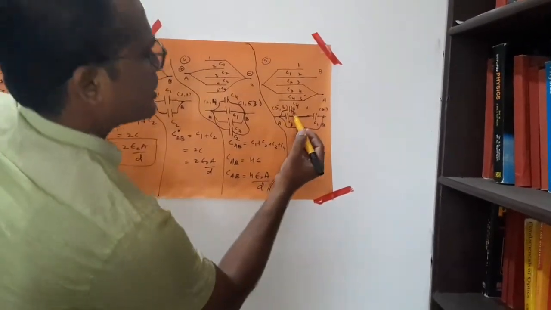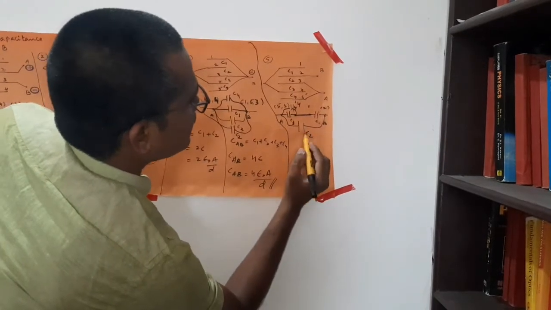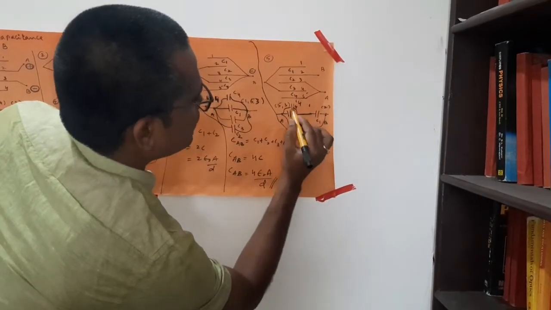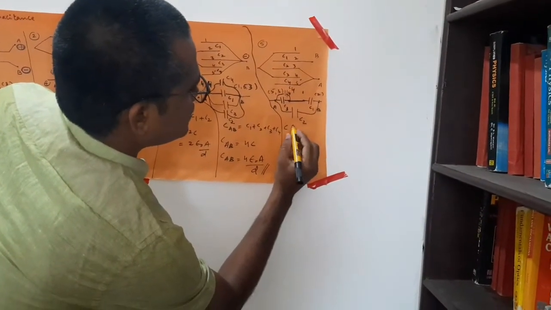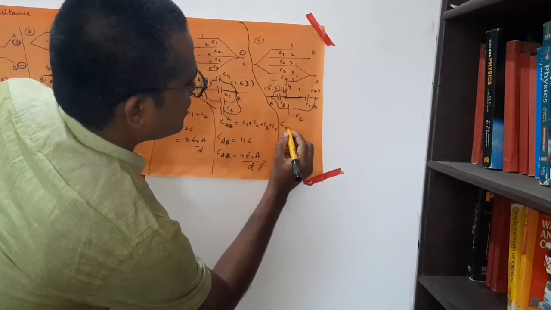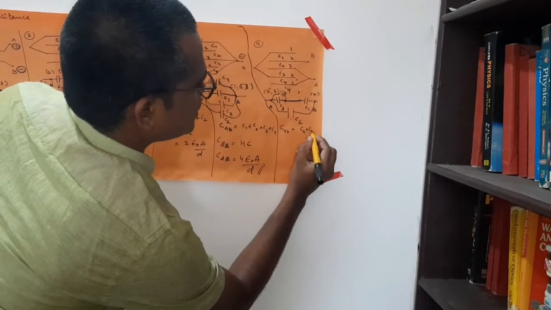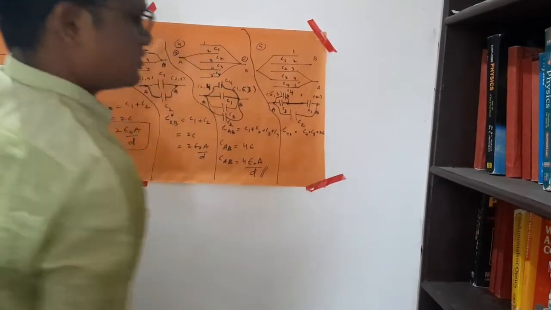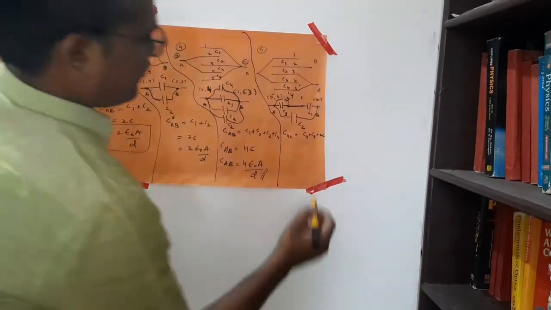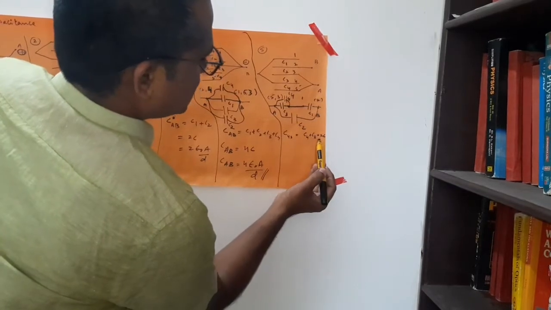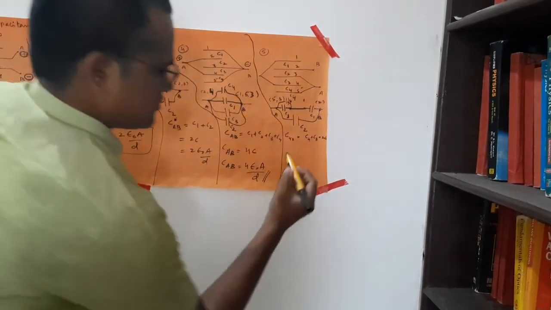Now okay. What is C4 and C3? Let this be first C4 and C3. C4 and C3 effective, let me call C43. It will be C4 plus C3 is equal to 2C. Right? Now, this 2C is in series with C1.